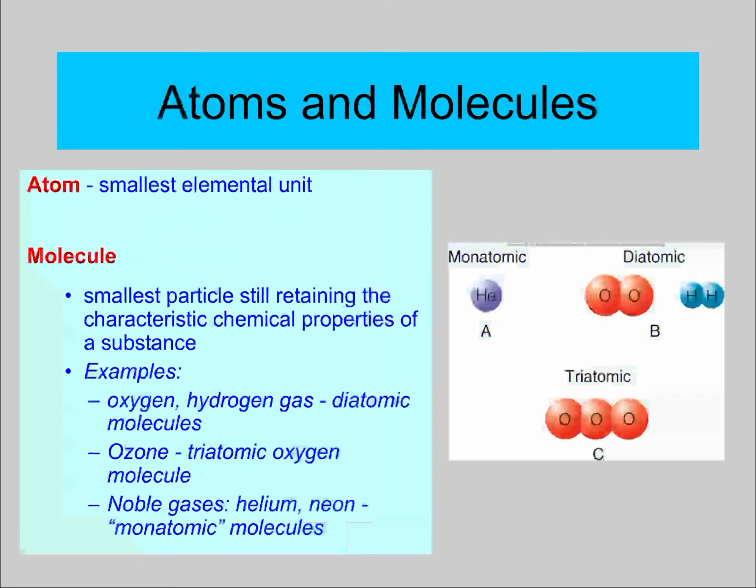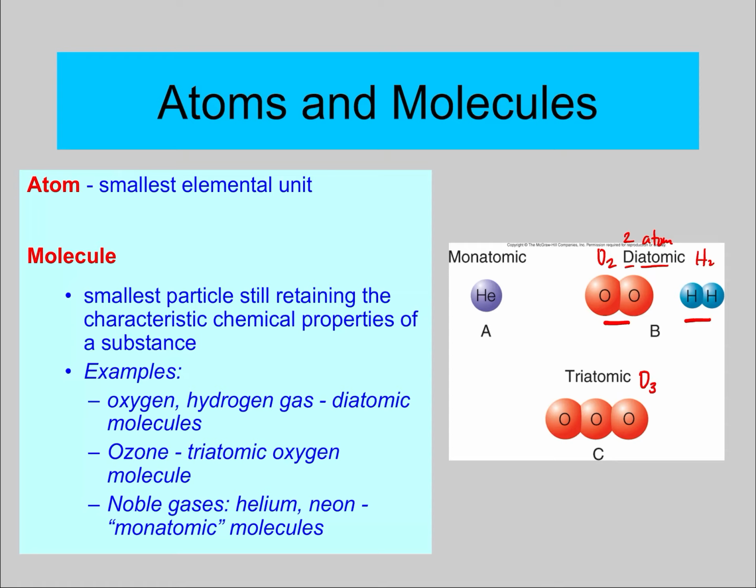So some examples are oxygen and hydrogen gas. Oxygen and hydrogen do not like to exist by themselves, so they form what's called a diatomic gas. And di always means two. Atomic means atom. So there's two atoms in these molecules. Ozone, on the other hand, is triatomic. So as you can imagine, this is three atoms of oxygen.